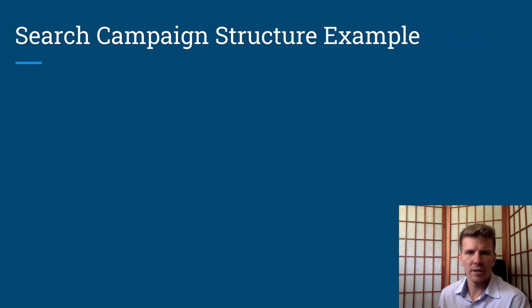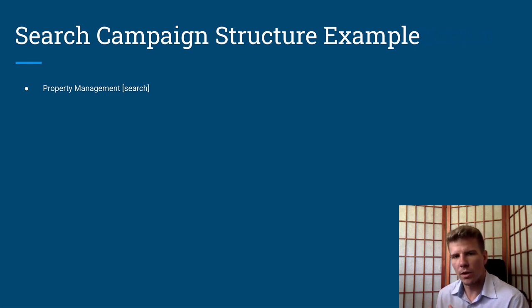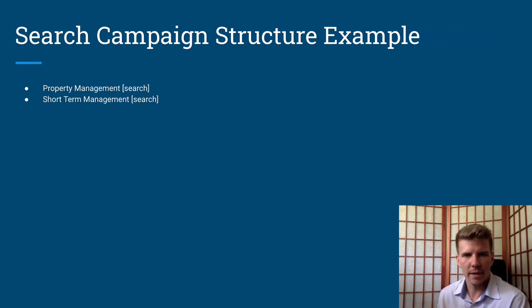Search campaign structure example. For property management, since property management is lower intent than short-term management, you'd probably want to split these into two different campaigns. The company that we talked about is an Airbnb rental management agency, so they're focused on short term. They don't do traditional leases. If someone's typing in property management, they might still want a traditional lease. With the USP we talked about, you could probably convince someone to switch from a traditional lease to a short term, but it is a switch.